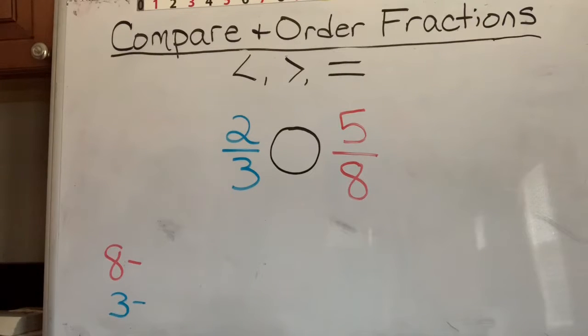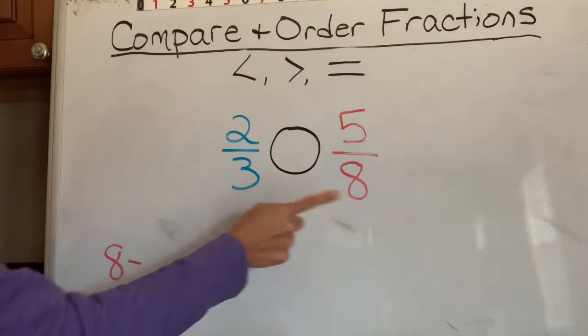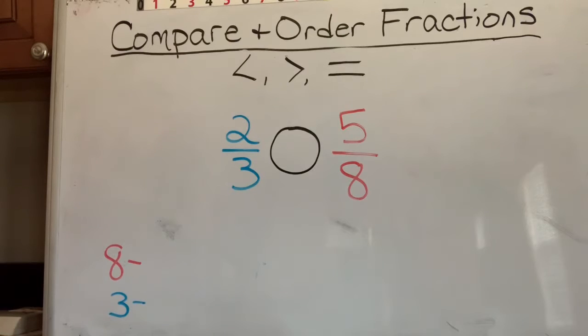Hi kids, we're here for another lesson in comparing and ordering fractions. This time it's greater than, less than, equal to. So you can see that we have 2/3 and 5/8 on the board. We're going to begin by finding the least common denominator to give these a common denominator to compare.